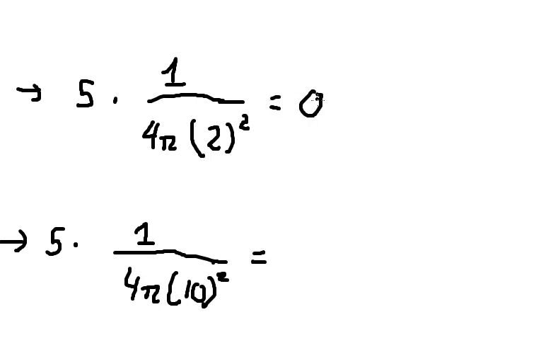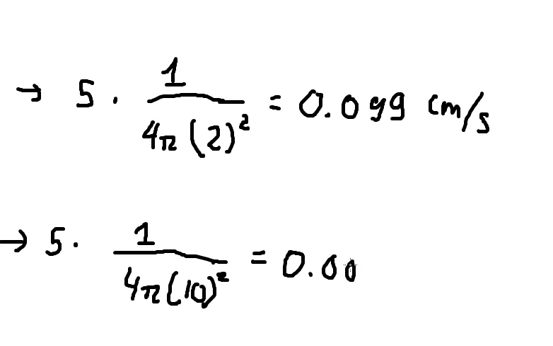So we have 0.099 centimeters per second. And the second one, that is about 0.00398 centimeter per second. And that is the final answer.